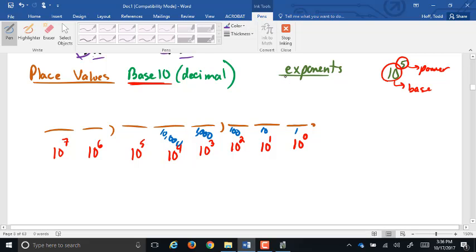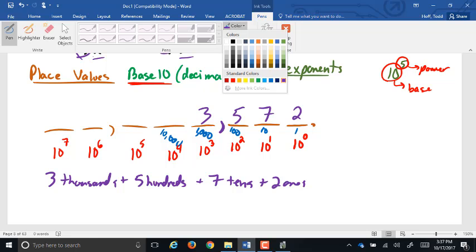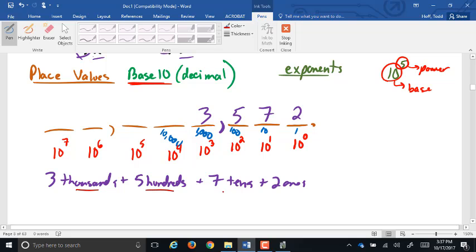If I have a number like 3,572, we're used to seeing it written just like that in that abbreviated form. And we've talked before about writing it out in that full form or expanded form, where it might be 3,000 and 500s and 7 tens and 2 ones. But we could also, rather than writing out the words for our place values, use those powers.